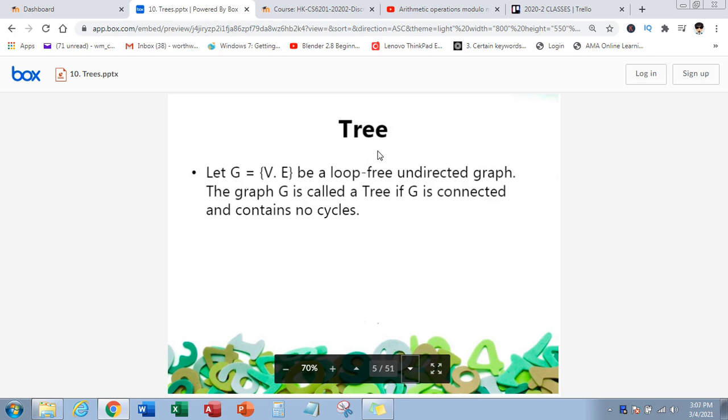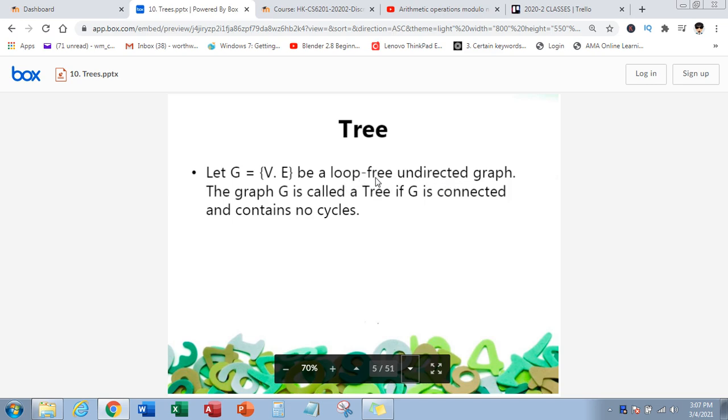Okay, a tree is also a graph. Makita nyo dito. So, the same composition with graph as we've discussed in modern mathematics. So let G equals (V, E). G stands for graph, and V, you will notice that this is a set, and the set is composed of V, which represents the vertex, and E represents the edge. So a graph consists of vertices and edges. Let G be a loop-free, undirected graph. But a tree is a graph which is loop-free and undirected.